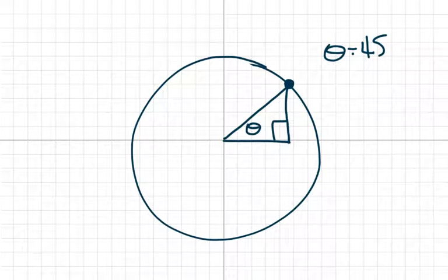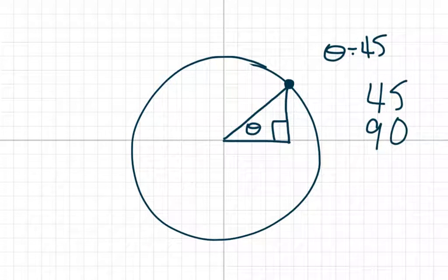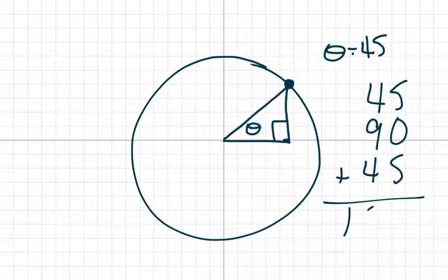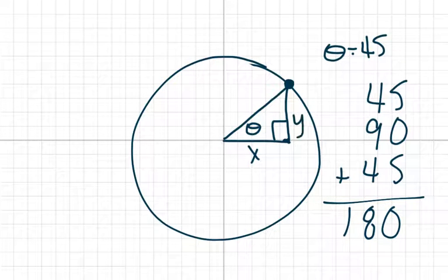Alright, so I've drawn a 45, 45, 90 triangle in my unit circle. This triangle is going to be isosceles because it has two 45-degree angles. I know there are two 45-degree angles because a triangle has 180 degrees, theta is 45 degrees, and I have a 90-degree angle right here, so then I need another 45 degrees to total up to 180. So this is an isosceles triangle, which means that my x and my y are equal.